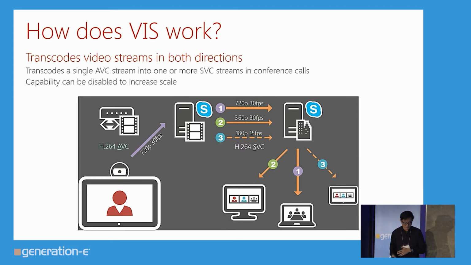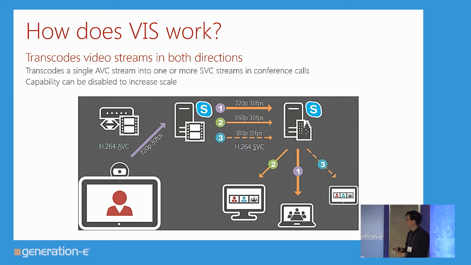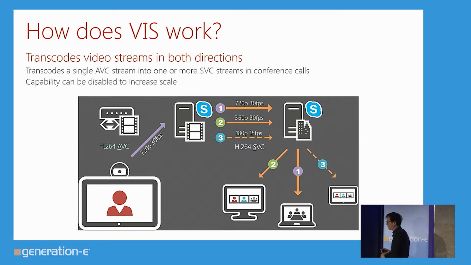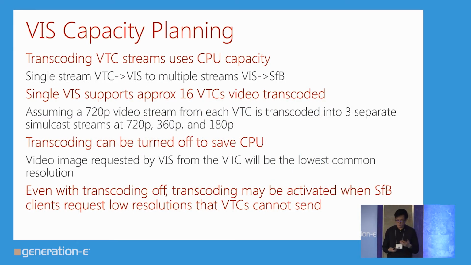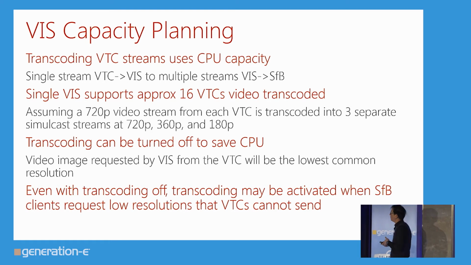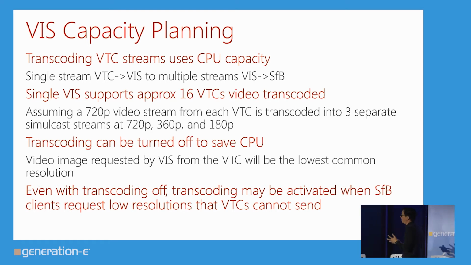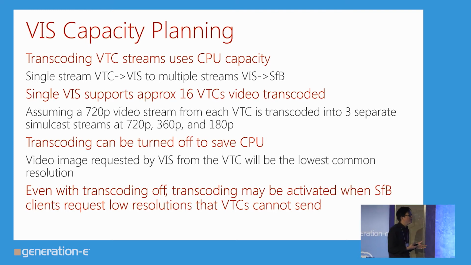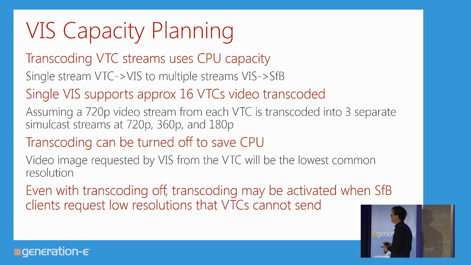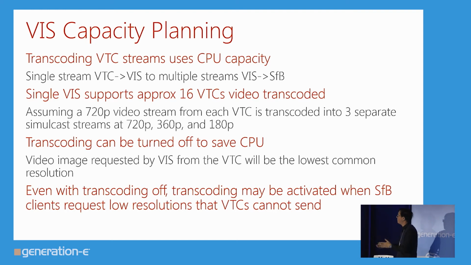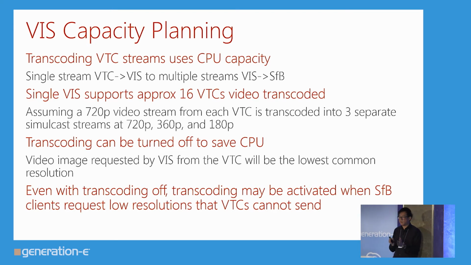So it is a one-way calling from the VTC, like I said, either using the telephone number of the Skype for Business user for a peer-to-peer call, or calling the conferencing number and then entering the conference ID for a multi-party call. Again, transcoding requires CPU resources. From the documentation, it's mentioned that if you follow the Microsoft recommended specifications for a VIS server, a single VIS server will support up to 16 VTCs transcoded. Assuming that a 720p stream is being transcoded into 3 separate streams of 720, 360, and 180, then we can support up to 16. If you have more than that, you have to have multiple VIS servers. The VIS server role, I forgot to mention, also cannot be co-located with your front-end server.